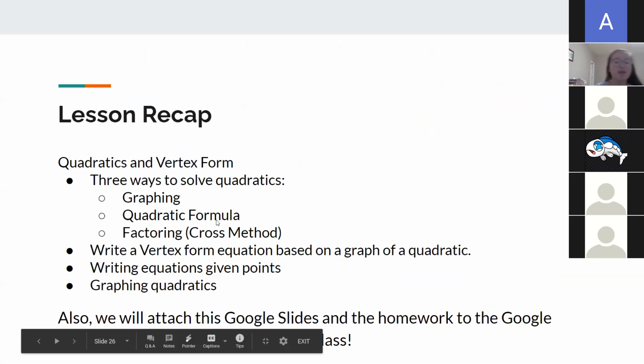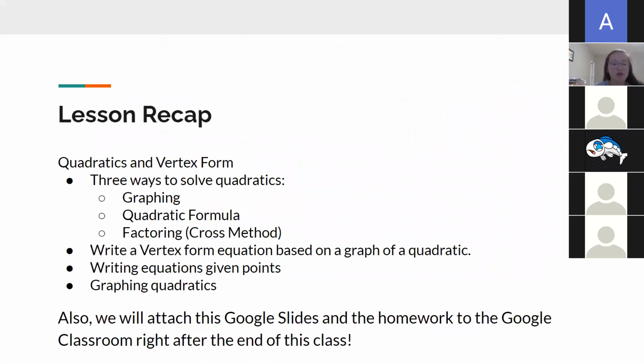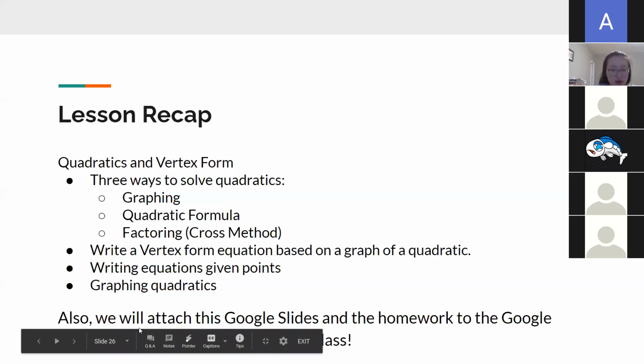So let's recap our lesson. Today we learned about quadratics and vertex form. There are 3 ways to solve quadratics: you can graph them, use the quadratic formula, or factor them. We learned how to write a vertex form and write equations based on given points. We also learned how to graph them and use word problems. Does anybody have any last minute questions before class is over?